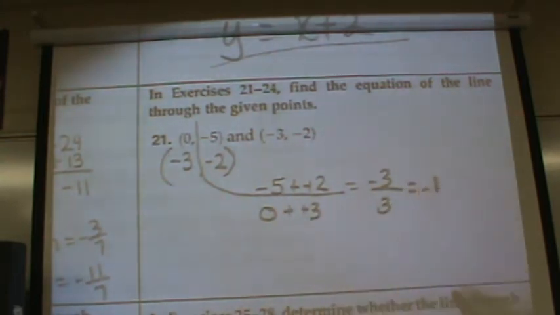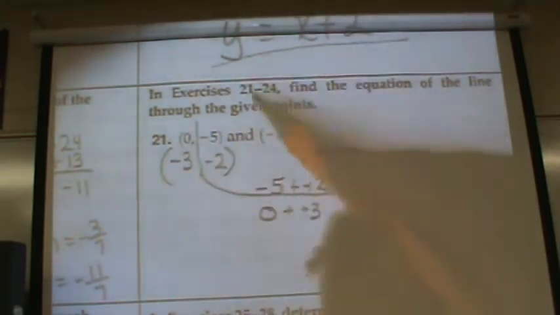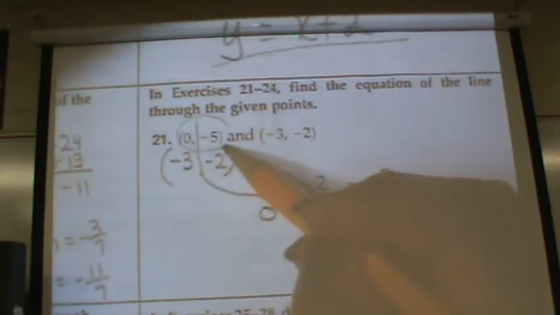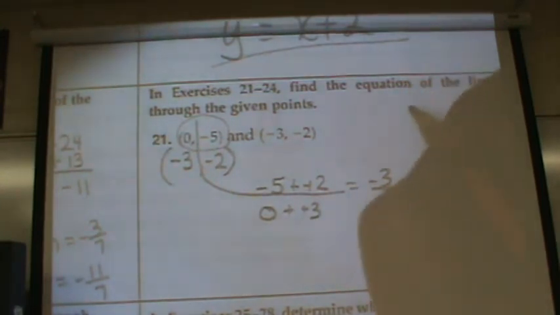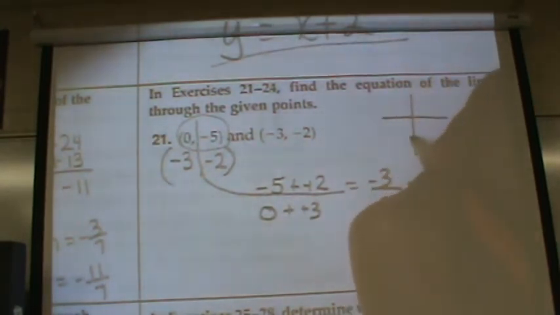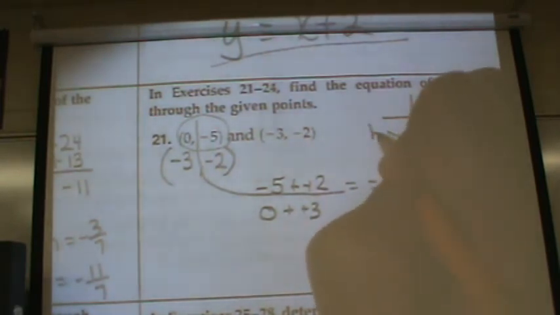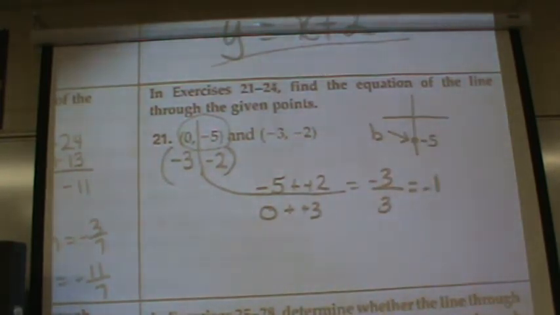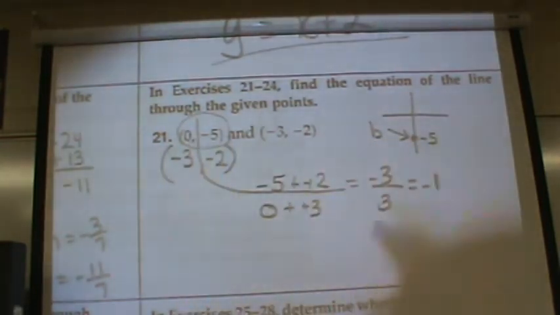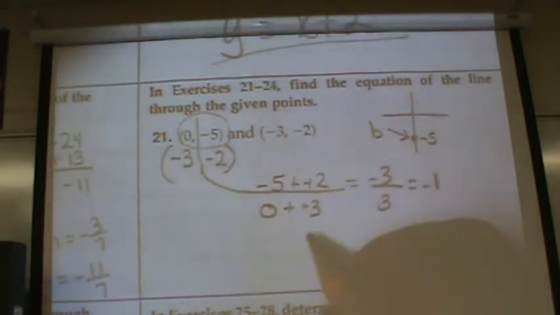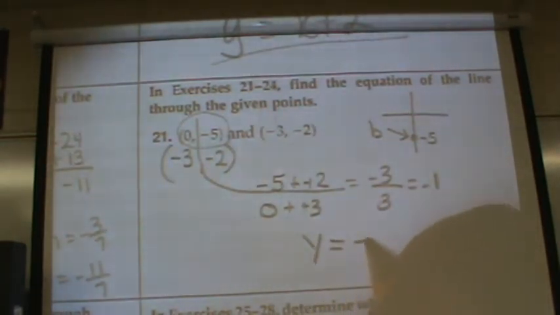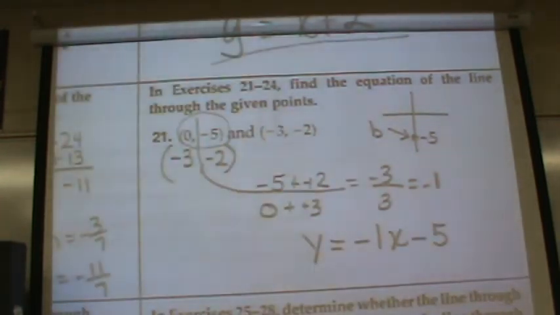-1. Yep, negative 1. And now, do you know what, this is a special point, 0, negative 5. Do you guys know where 0, negative 5 is, right there? What's that letter? B. When x is 0, that's your y-intercept. So what is the equation of this? This is an easy one. Y equals negative 1x minus 5.